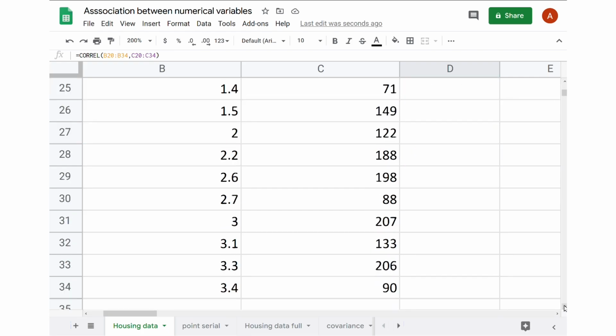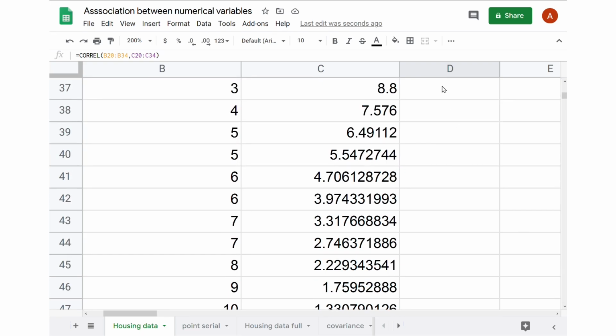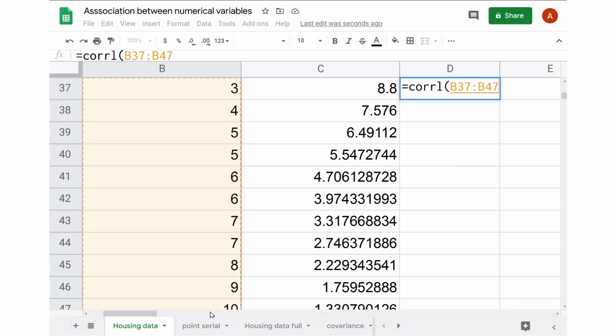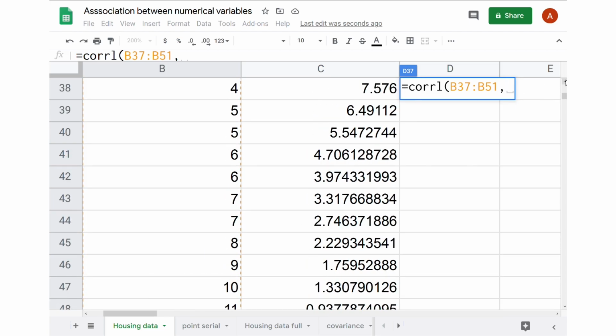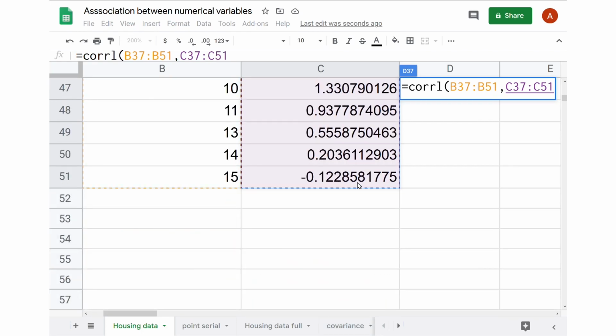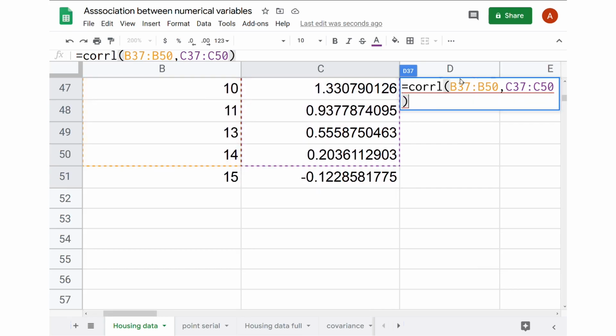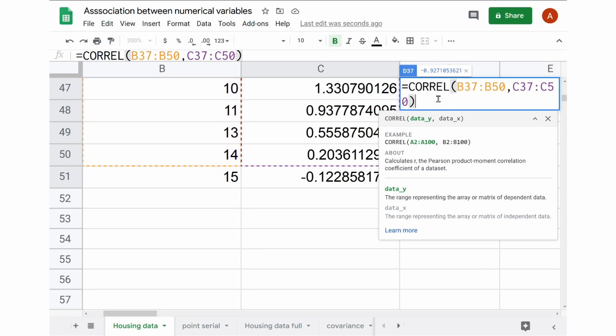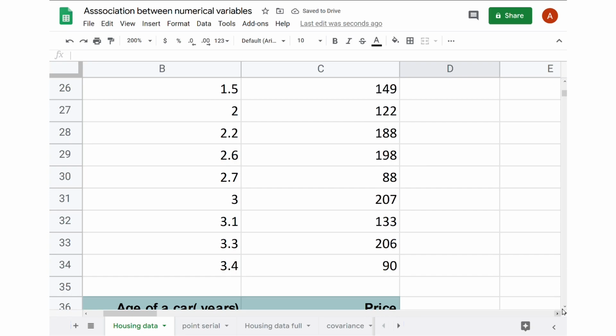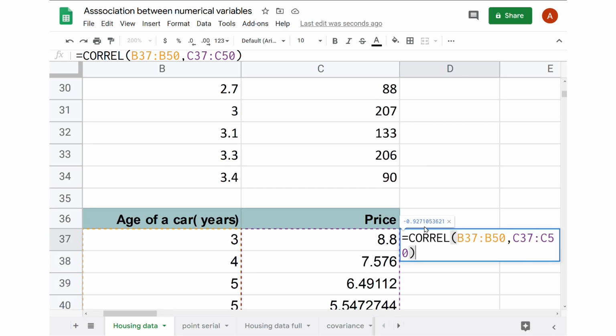The third data set was age of a car versus price of a car. I repeat the same here, and look at the correlation between the two variables, the age of a car and the price of a car. So, let me look up to B50 alone, and I notice that this correlation coefficient is minus 0.927, which is also a large negative value close to -1.